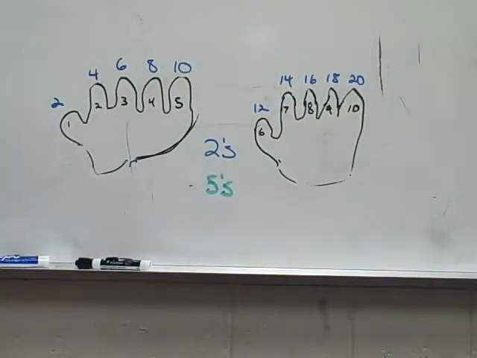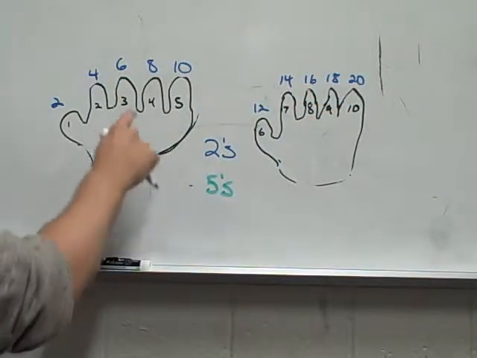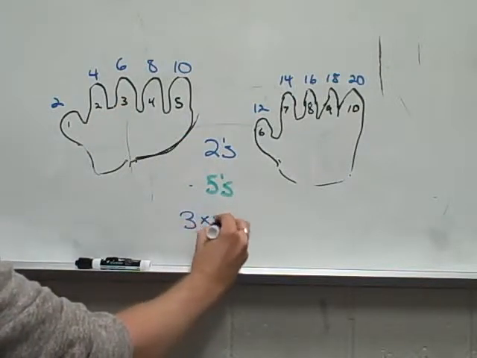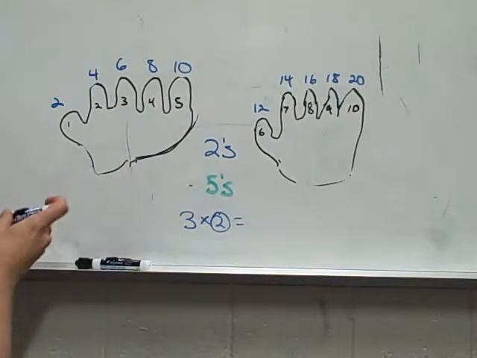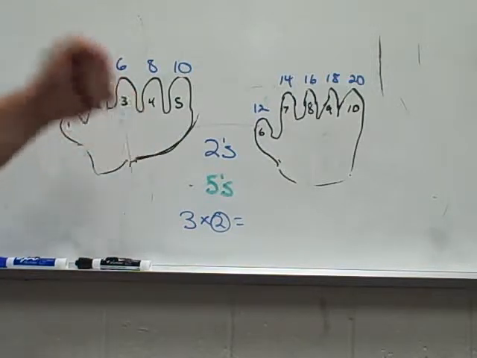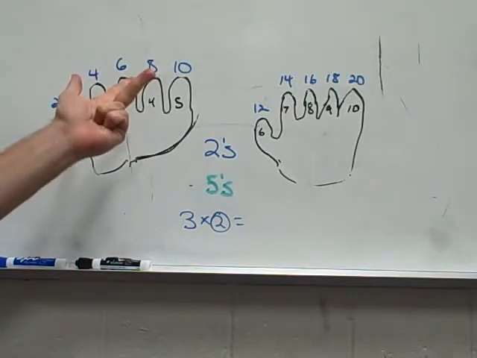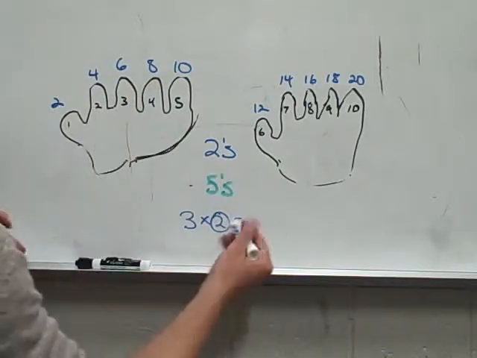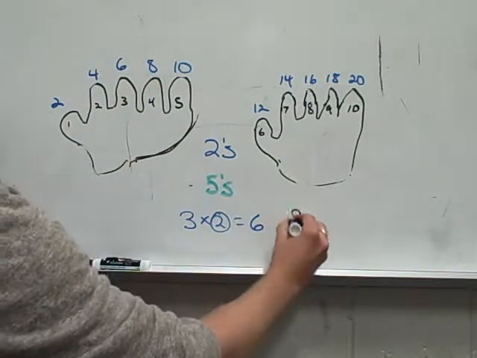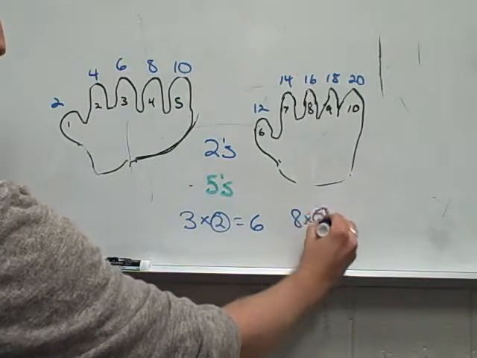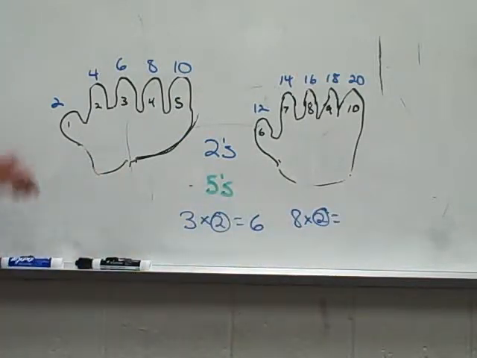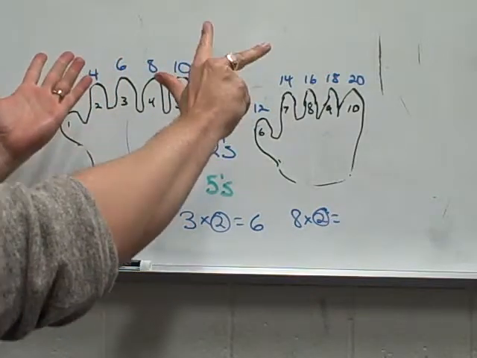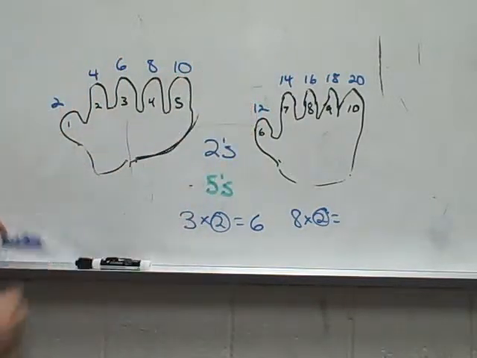So then if you were to say 3 times 2, that would be like 3 groups of 2, so I count 3 groups of 2. 2, 4, 6. Or 8 groups of 2. 2, 4, 6, 8, 10, 12, 14, 16. 8 fingers.